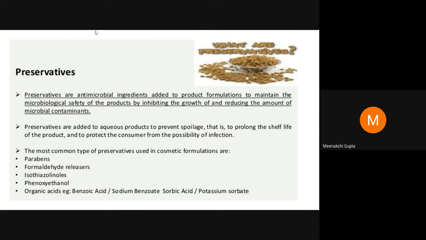The most common types of preservatives added in cosmetic formulations are parabens, methyl paraben, propyl paraben, formaldehyde, isothiazole, sodium benzoate, benzoic acid, and potassium sorbate. We will discuss these preservatives in more detail in further classes.